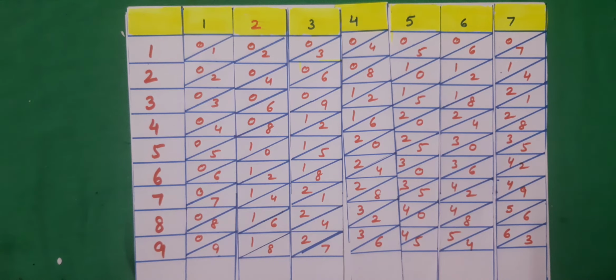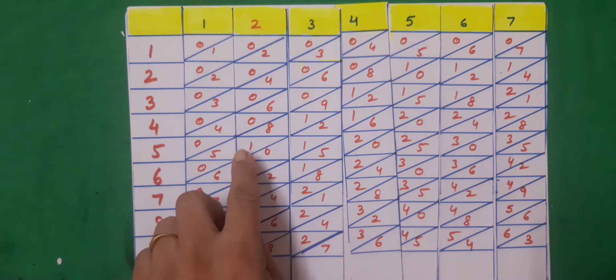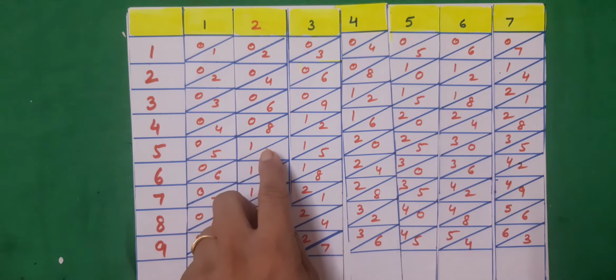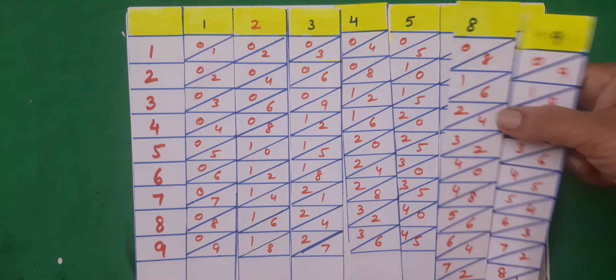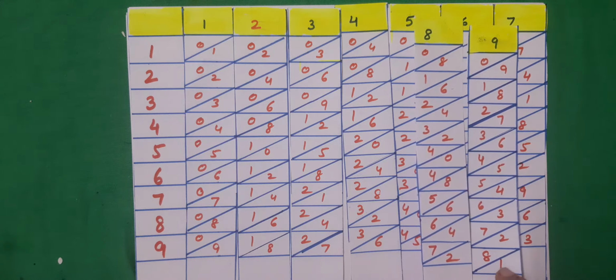Then the times table of 2 is to be written. 10 will be written like this, at tens place 1 and 0 at the units place. So you are going to write all the tables till 9, up to 9.